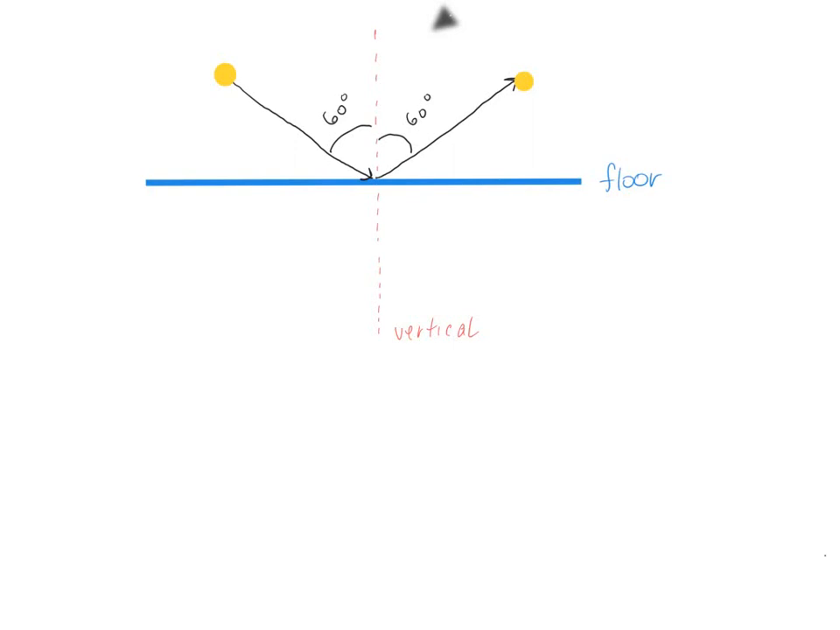Today we're going to look at a problem of a ball, shown in yellow, bouncing off of a floor at an angle. We are given the angle as measured from the vertical to be 60 degrees. The kinds of things we're going to be trying to find out from this problem are: what is the net force exerted on the ball by the floor?